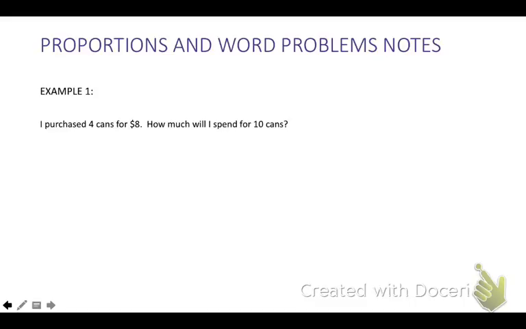Example 1: I purchased 4 cans for $8. How much will I spend for 10 cans? Now, it's important that when you're writing proportions from word problems, make sure that you keep straight what it is that you're comparing. If you read that very first line, I purchased 4 cans for $8, that is what you're comparing, 4 cans to $8.